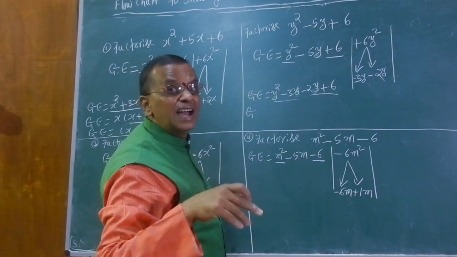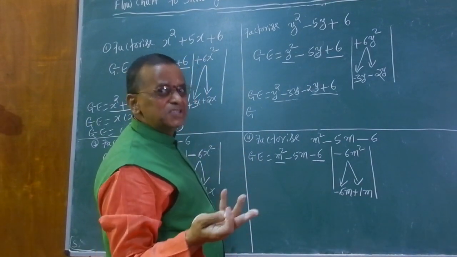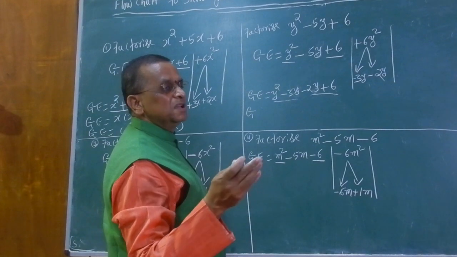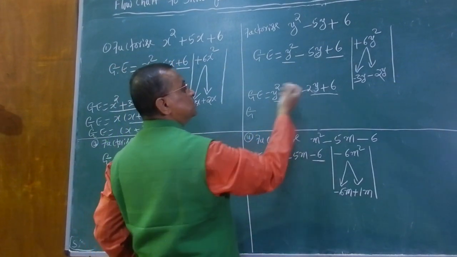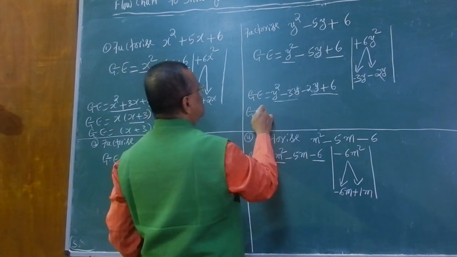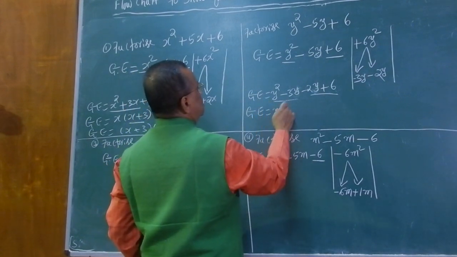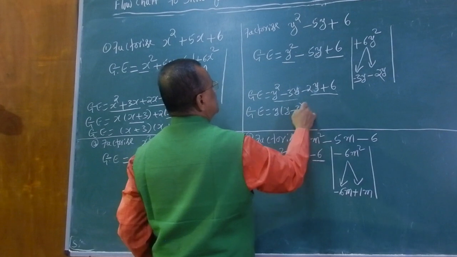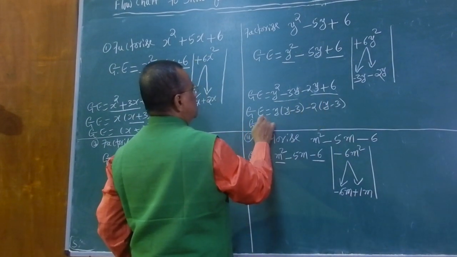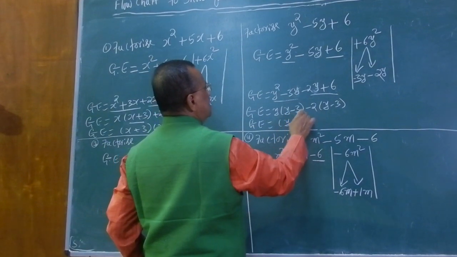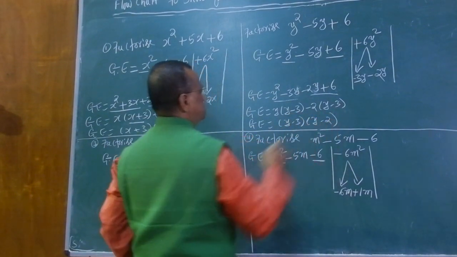Variables need not be x always. It may change. It is the will and wish of the teacher. He may give y. Therefore we have to give the right y here. Therefore, take out y, y minus 3, minus 2 y minus 3, we get y minus 3 and y minus 2.